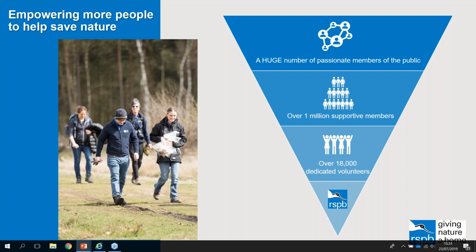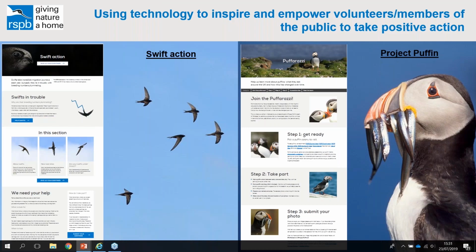And technology is already playing a really key part in enabling us to achieve this. So the RSPB already uses several public-facing websites to help us communicate key messages to the wider public and encourage them to get involved in specific causes. Two current and successful examples of these are our Swift Action and Project Puffin sites.